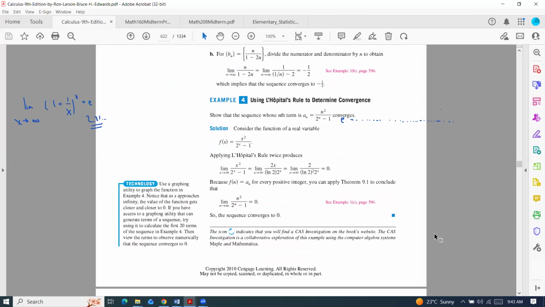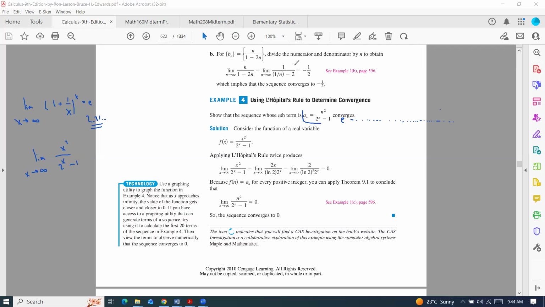Like for example, here is the one. Example 4, use L'Hopital's rule, do lots of algebra, but what you can do is take a limit again. What's important is when x is sent to infinity of your function x squared divided by 2 to the power of x minus 1. So whatever you have here, you relate this function to the sequence when n is 1, 2, 3, 4.